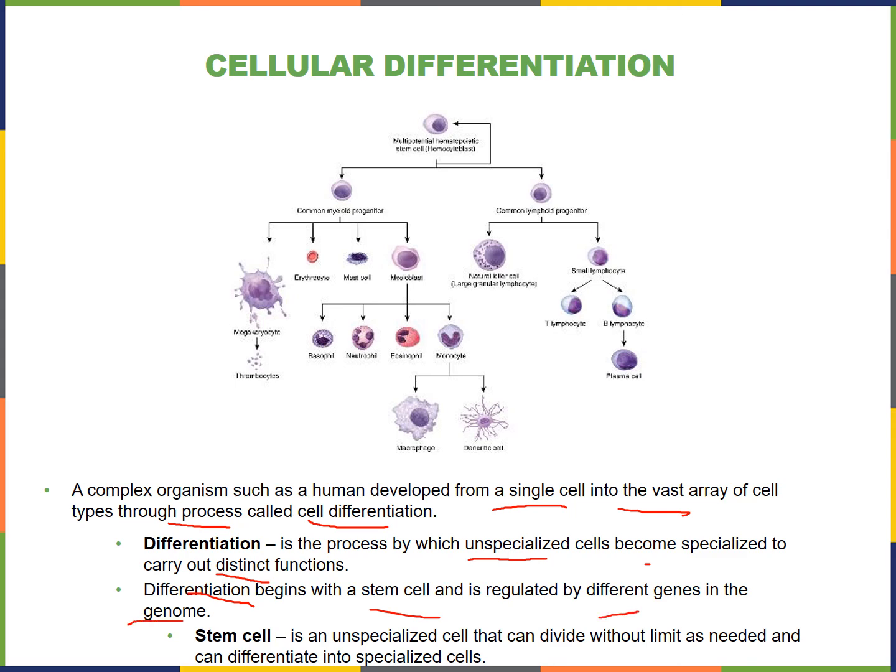What is the stem cell? We all hear about the stem cell. A stem cell is an unspecialized cell that can divide without limits as needed and can differentiate into specialized cells. So if you have a stem cell in the nervous system, it can give you neurons. And if you put a stem cell in the kidney, it can give you kidney cells. If within the liver, it can give you liver cells, and so forth.